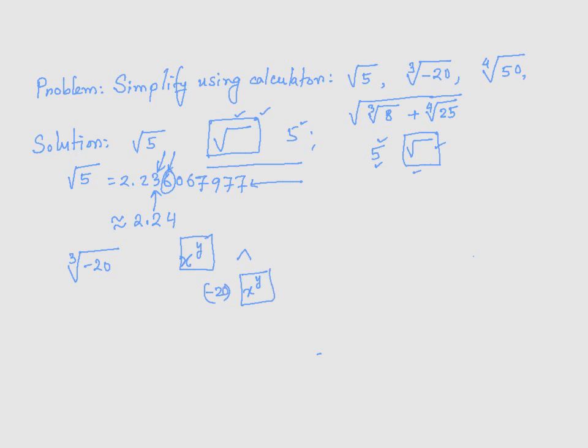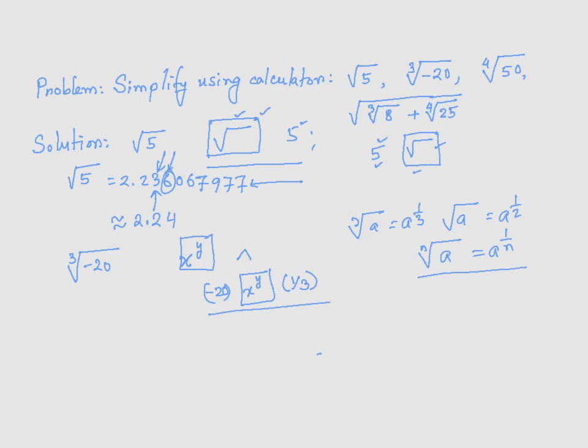Sorry, this should be negative 20, not negative 2. Negative 20, x to the power y, and then you have to put it as 1 over 3. Cube root is 1/3. If I say cube root of a, that means a to the power 1/3. If I say square root of a, that means a to the power 1/2. In general, nth root of a means a to the power 1 over n. This is a definition you should keep in mind.